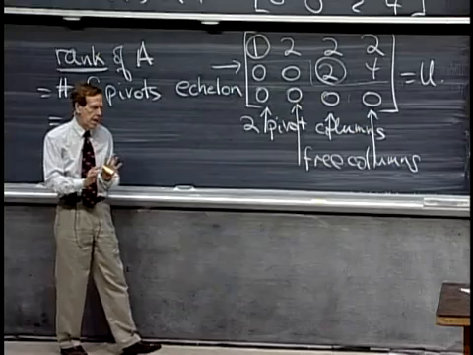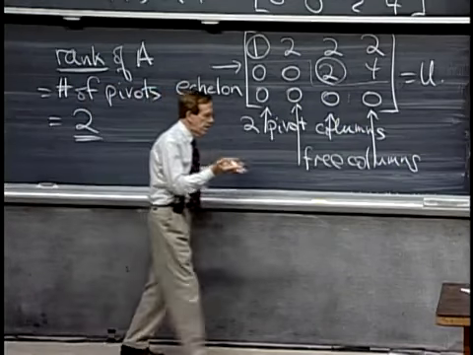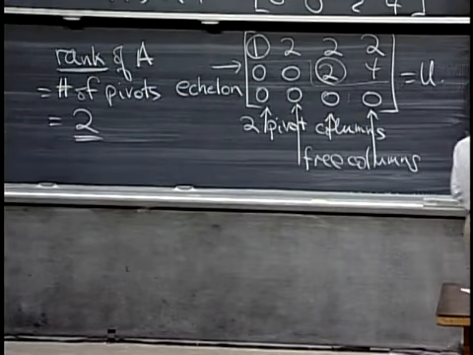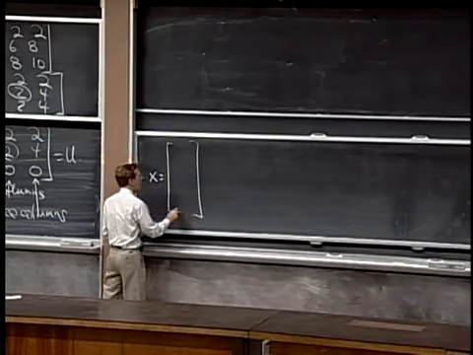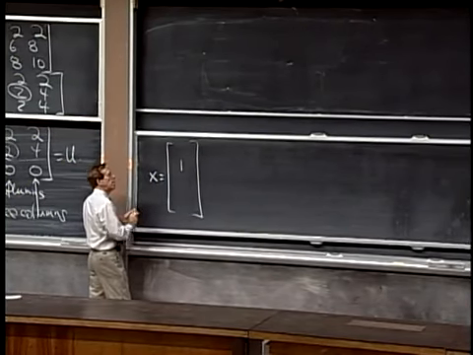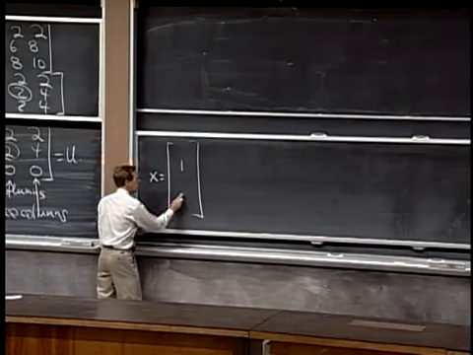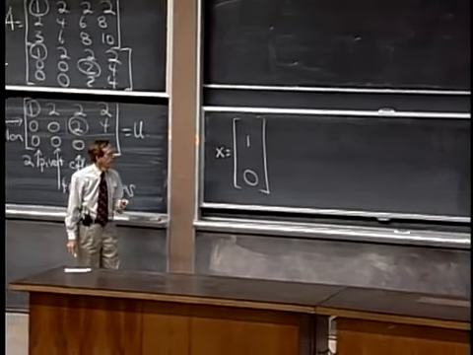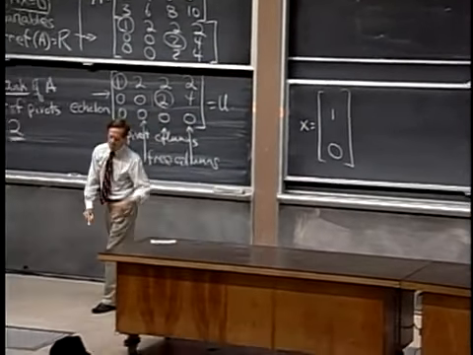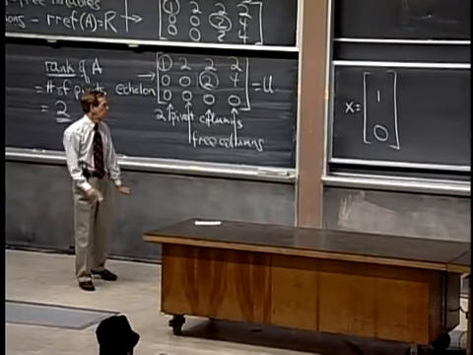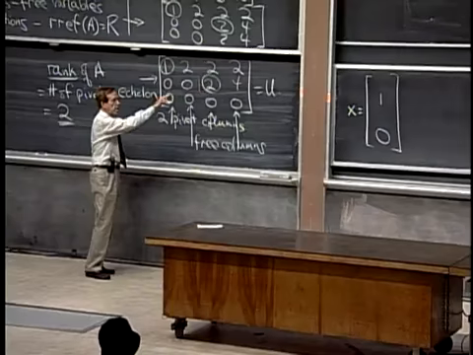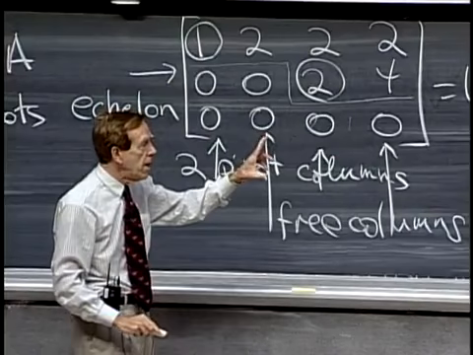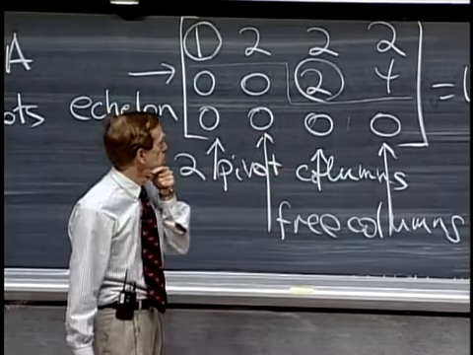Let me say that again. So one particular x is to assign, say, the value 1 to x2 and 0 to x4. That was a free choice, but it's a convenient choice. Now I want to solve Ux equals 0 and find numbers x1 and x3, to complete the solution.